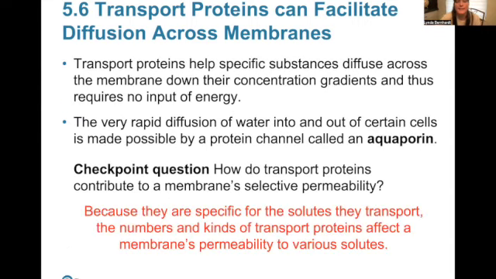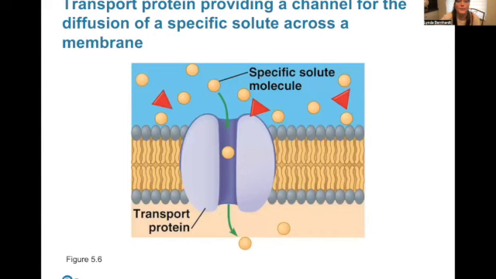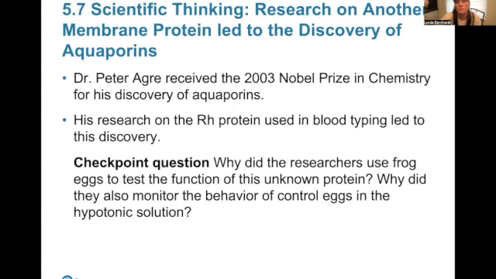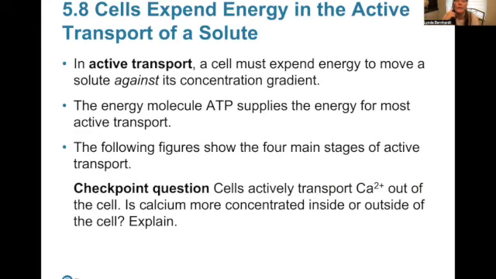I skipped over this in class too, so don't worry. So just showing you the movement. The Rh protein we get into more when we hit genetics and we talk about blood. So don't worry too much about that.